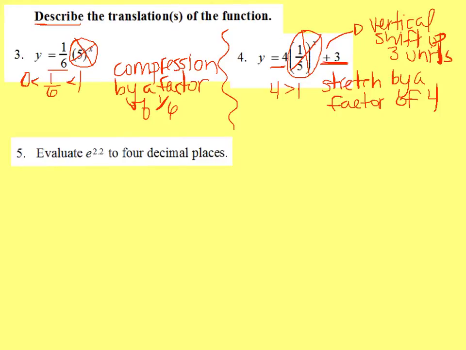It says evaluate e to the 2.2 to 4 decimal places. Well, for this problem, all you have to do is plug it into your calculator. There should be an e to the x button, and so you use that key, you plug in the 2.2 for x, and we're going to round it to 4 decimal places. So you should get, according to my calculator, 9.0250. Again, it says 4 decimal places, so make sure you go out 4.